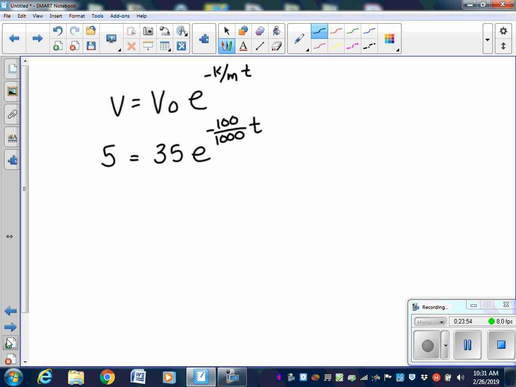And this is not a calculus problem. This is more of a college algebra problem. I'm going to divide both sides by 35 first to get e alone, which gives you 1/7 equals e. I like to reduce negative 100 divided by 1,000, which is negative 0.1 t. You don't have to do that, but I like to know that negative 100 over 1,000 is negative 0.1. And then, in order to solve for t, you ln both sides.